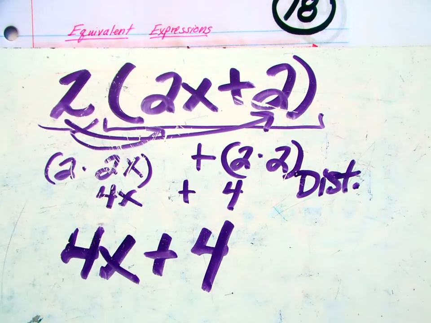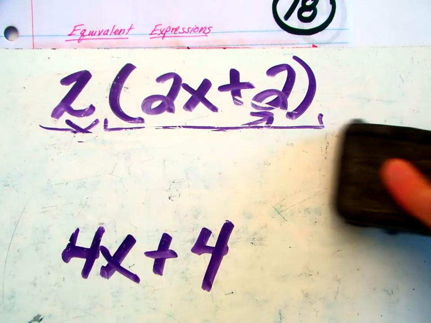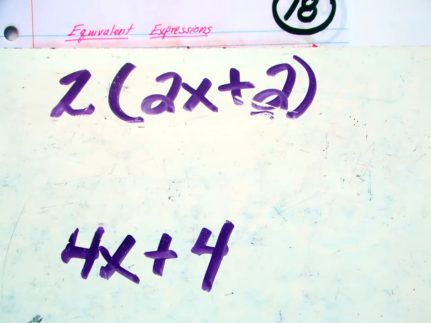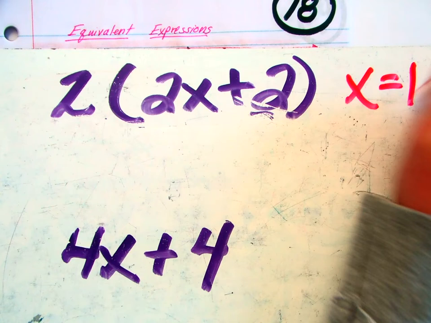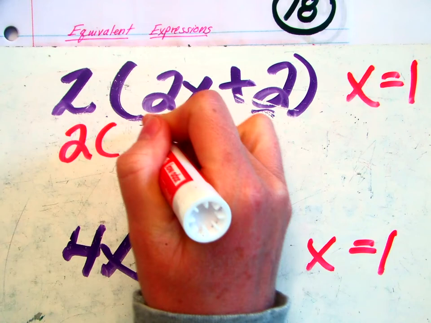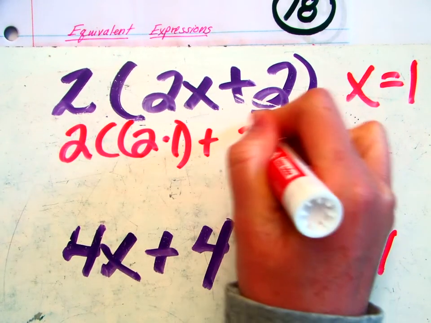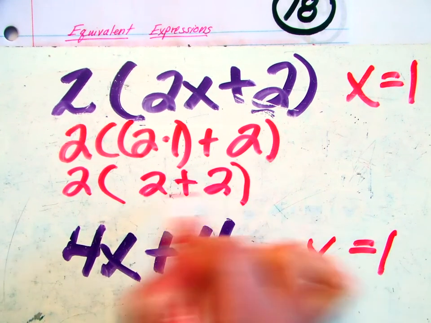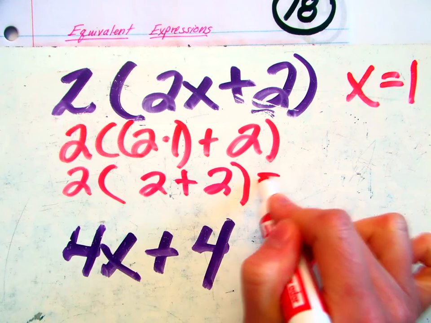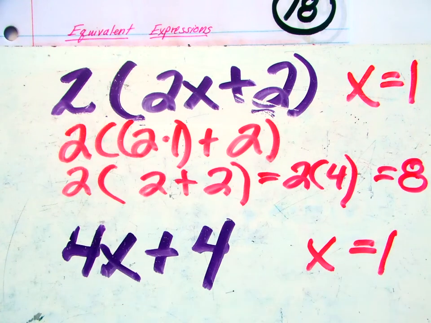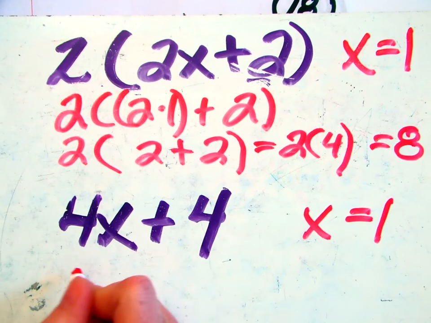Let's say x is worth 1. Well, let me take out this work in here. Let's pretend x is 1. We're going to pretend x is 1 each time. Well, here I would do 2 times 1 plus 2. So that's 2 times 2 plus 2. And you're going to add those. So it would be 2 times 4, which is the value 8. Okay, so this expression comes out to be 8.